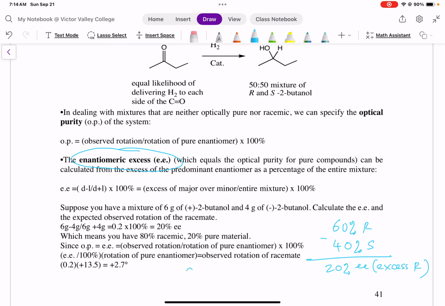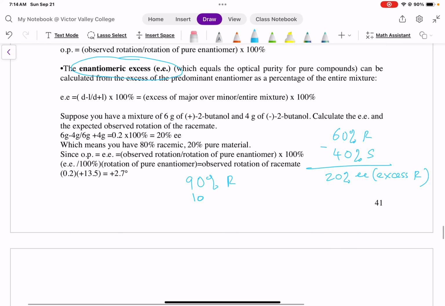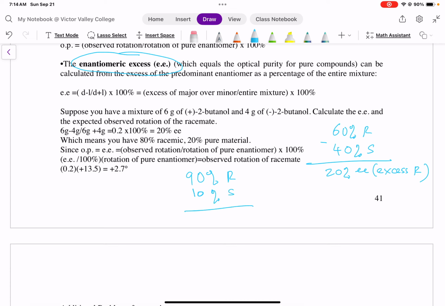So if you got 90% R, obviously you have 10% S, so you have 80% EE of course, and then 80% EE of R. And you can have the other way too. I mean, you can have 99% S, 1% R. You got 98% EE of what? S, right? So it's very simple. That's because they cancel out.